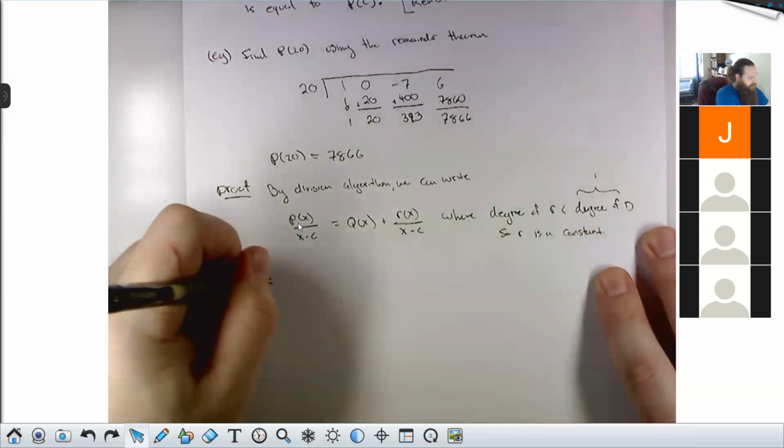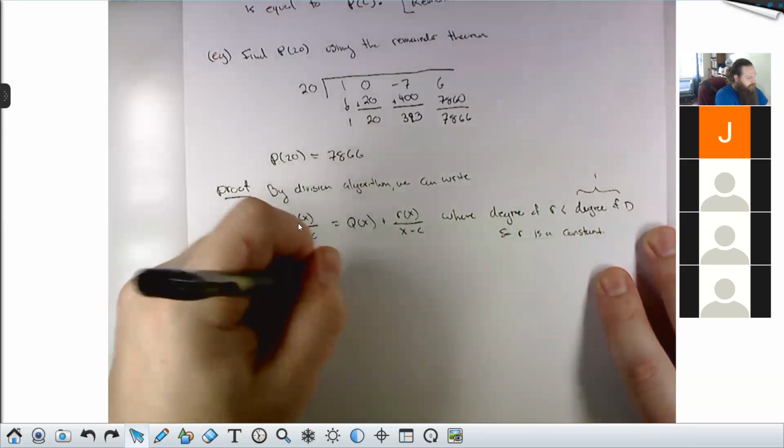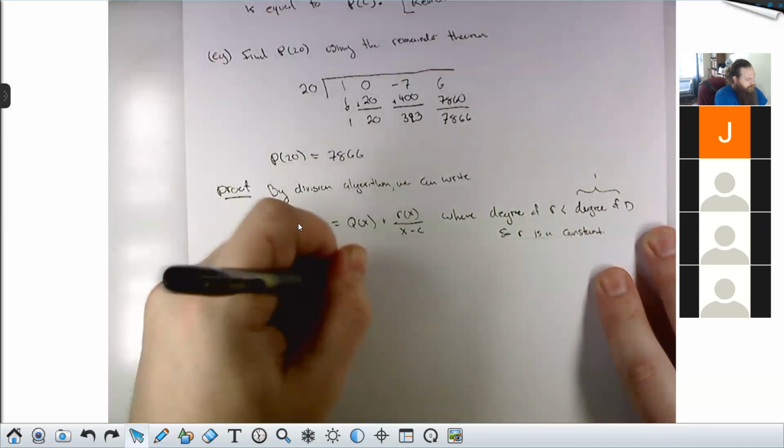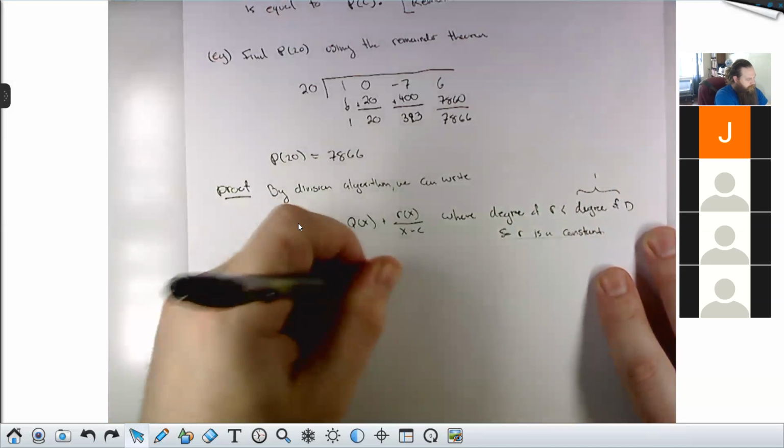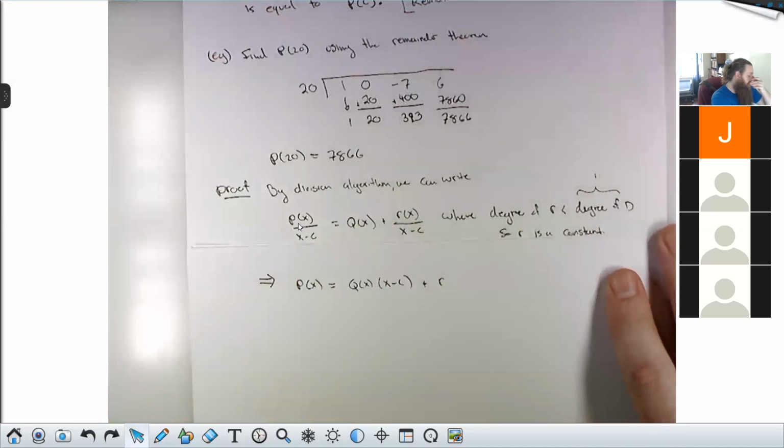Now, if I multiply through by x minus c, I get p of x is equal to Q of x times x minus c plus R. And I'm just going to write R now because I know R is a constant.